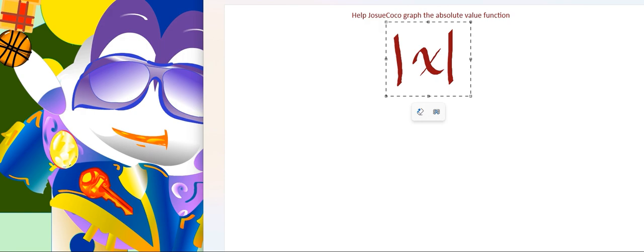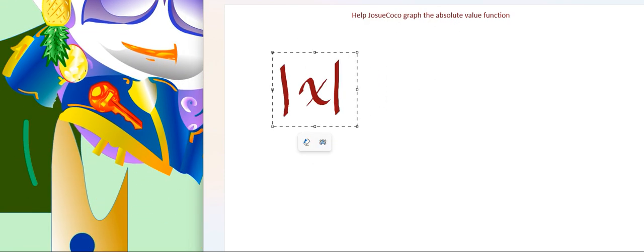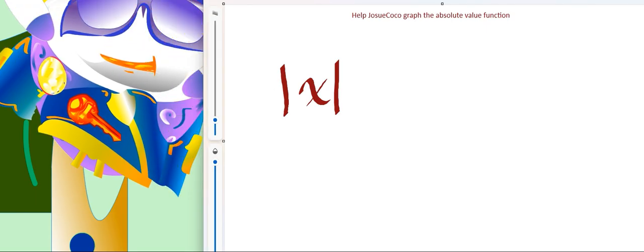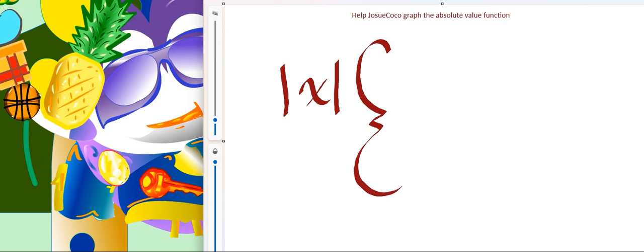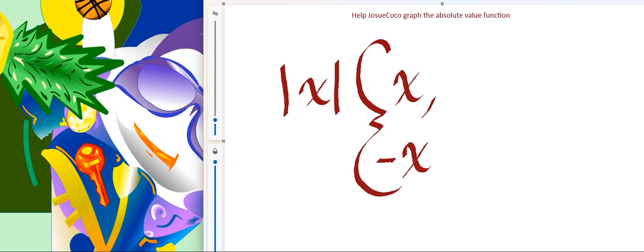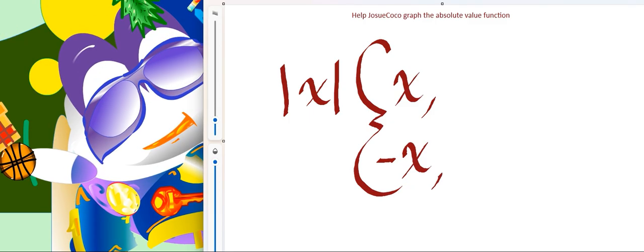Help Josue Coco graph the absolute value function. Here we have a simple absolute value function, absolute value of x. This is a great way to introduce piecewise defined functions. We'll begin on our first line with x and our second line with negative x.